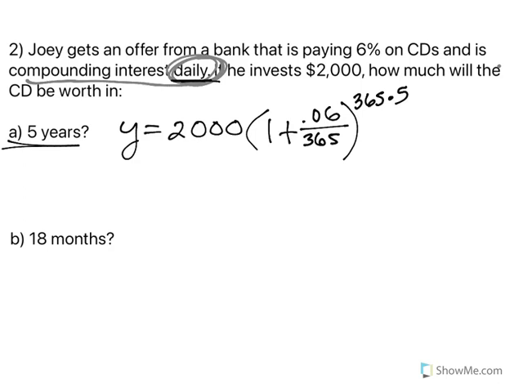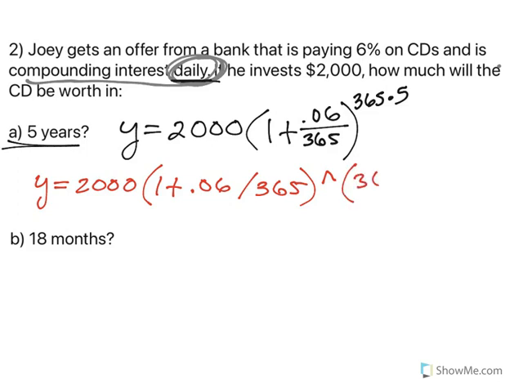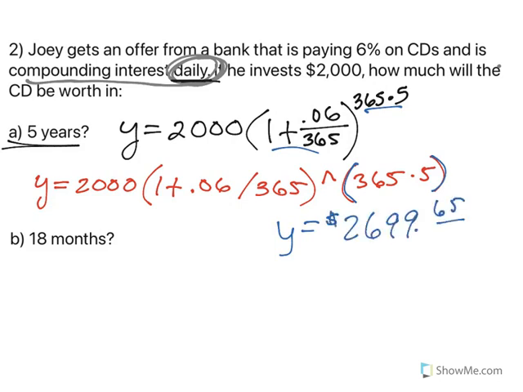If you are putting this all in your calculator at one time, it's going to look like y equals 2,000, parenthesis, 1 plus 0.06 divided by 365, parenthesis, exponent, parenthesis, 365 times 5. That will give you the correct answer. You have to make sure that your exponent is in parentheses. That is crucial. Otherwise, you do the exponent first, then what's inside, then apply the exponent. So for 5 years, you should have $2,699.65. So you've earned almost $700 in interest.